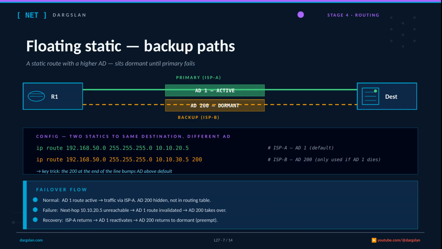The moment that primary next hop goes unreachable, the AD1 route gets pulled, AD200 steps in, and traffic quietly shifts to ISP B. When ISP A recovers, it preempts, and the backup drops back to dormant. Simple, deterministic failover with zero dynamic protocol overhead.